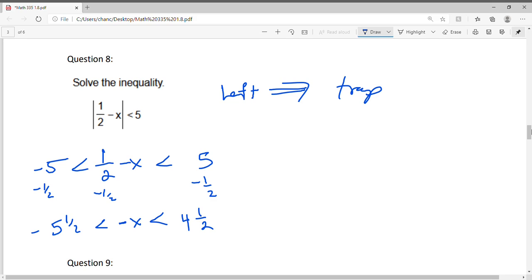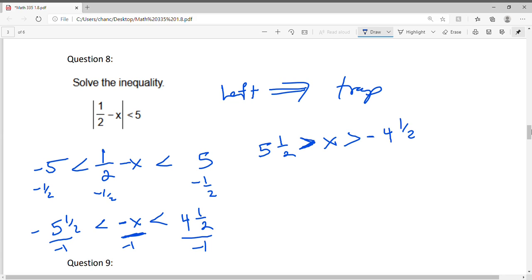Now, we have a negative here, so let's divide everything by negative 1 to get rid of that negative in front of the x. Now this is special. What happens to the inequality? It switches directions. So we have 5 and 1/2. It's positive now because of the negative. Switch the direction of the sign. This is x. Switch the direction of the sign. And this is now negative 4 and 1/2.